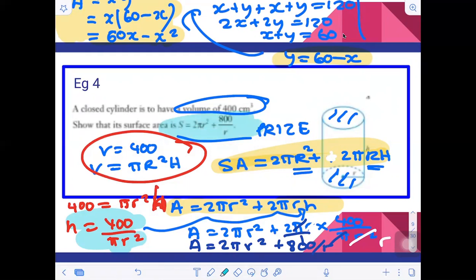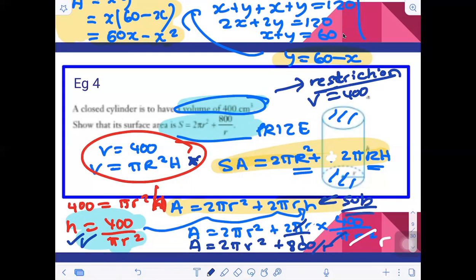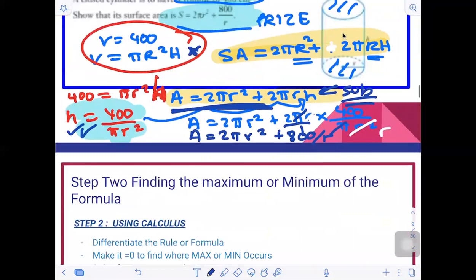So we're always getting whatever our constraint is or our restriction, the condition, like the volume is 400, using that to get a relationship between the two variables, solving for one of the variables, subbing it in to the equation that we're trying to get, and then simplifying to get it all in terms of one variable.